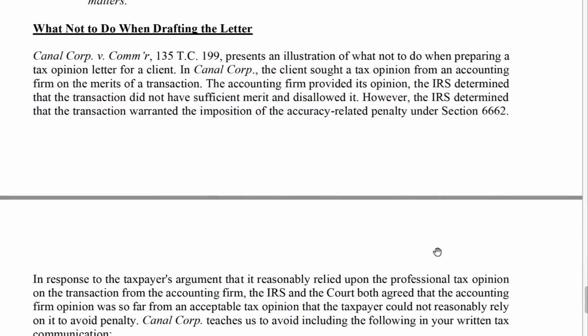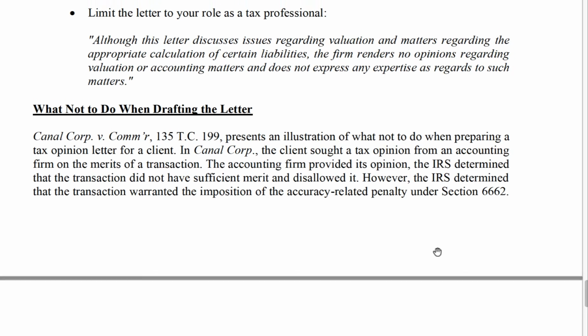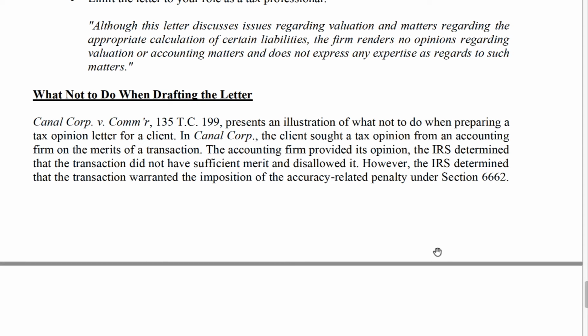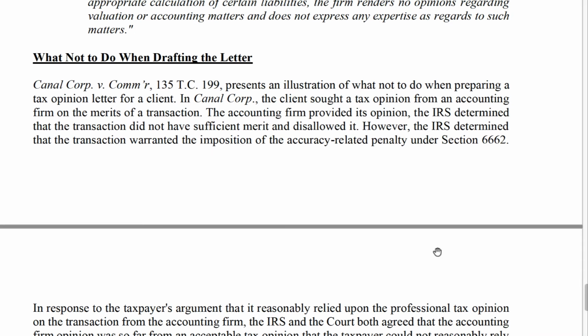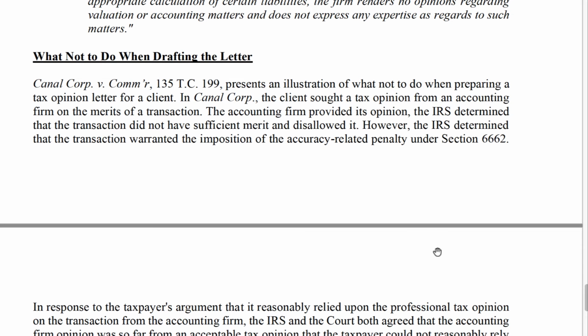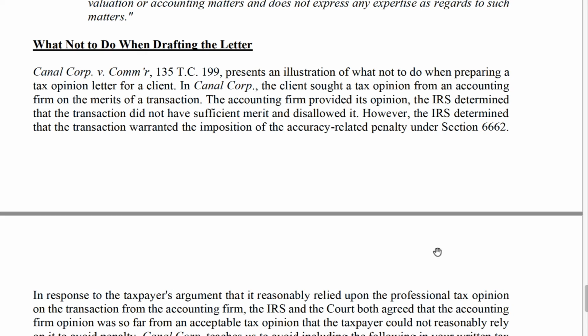Finally, the last thing I want to talk about is what not to do when drafting the letter. And I mentioned this earlier, Canal Corp, the case that presents an illustration of what not to do when preparing a tax opinion for a client. In Canal Corp, the client sought a tax opinion from an accounting firm on the merits of a transaction. The accounting firm provided its opinion. The IRS determined that the transaction did not have sufficient merit and disallowed it. However, the IRS determined that the transaction warranted the imposition of the accuracy-related penalty under Code Section 6662.